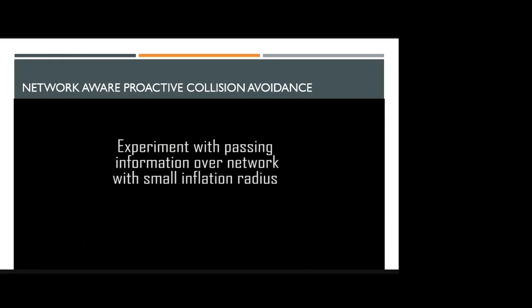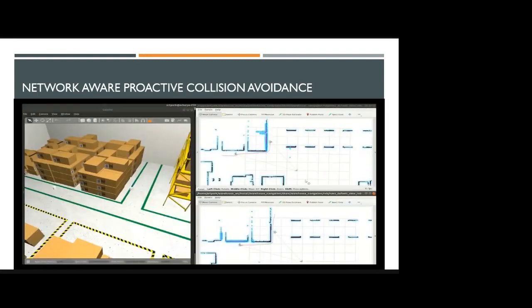Now we repeat this experiment by passing the information over the network. As you can see here, the information about the other robot is passed. That is the reason the path is dynamically updated for each of the robots. As you can see here, both the robots' paths are dynamically updated and they avoid each other, and the mission is successful here.